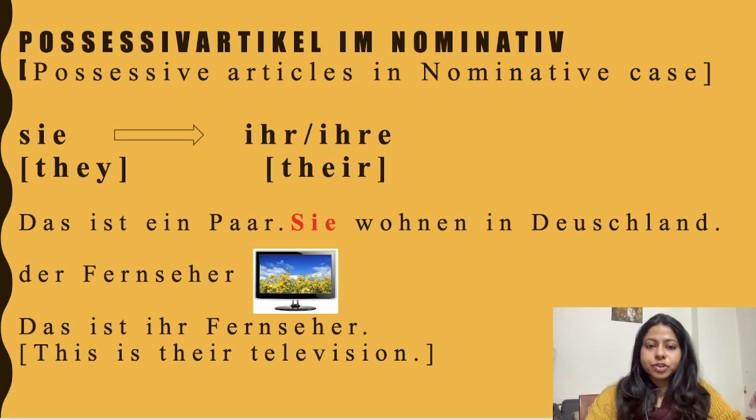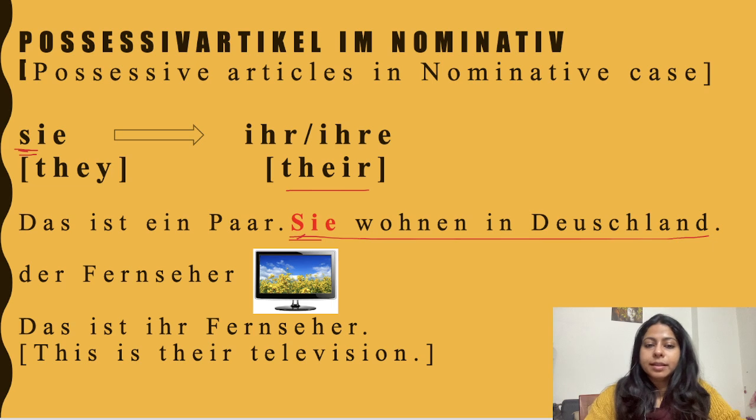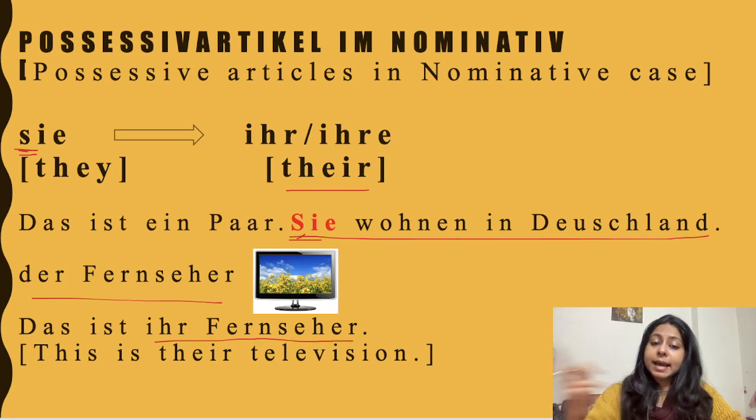Now we have another set, which is sie with a small s, which means they, and ihr would be the possessive pronoun, which means their in English. Das ist ein Paar. Sie wohnen in Deutschland. Now this S is capital here because it's a new sentence starting after the full stop. Otherwise this is usually with a small s. So, their Fernseher: das ist ihr Fernseher. This is their television.